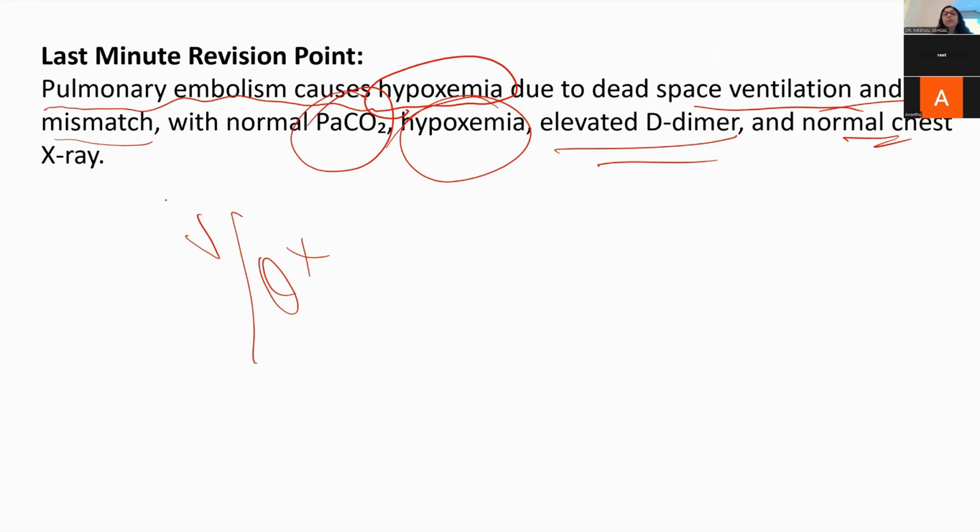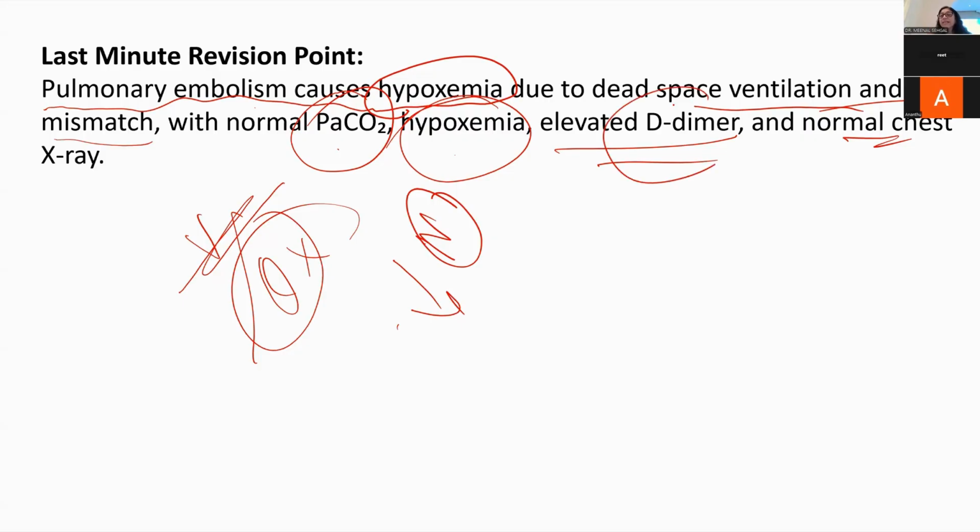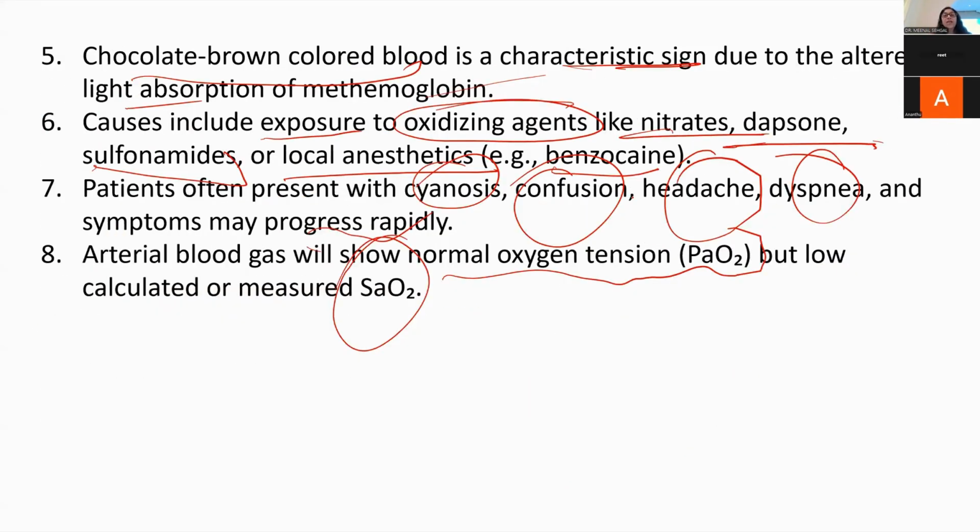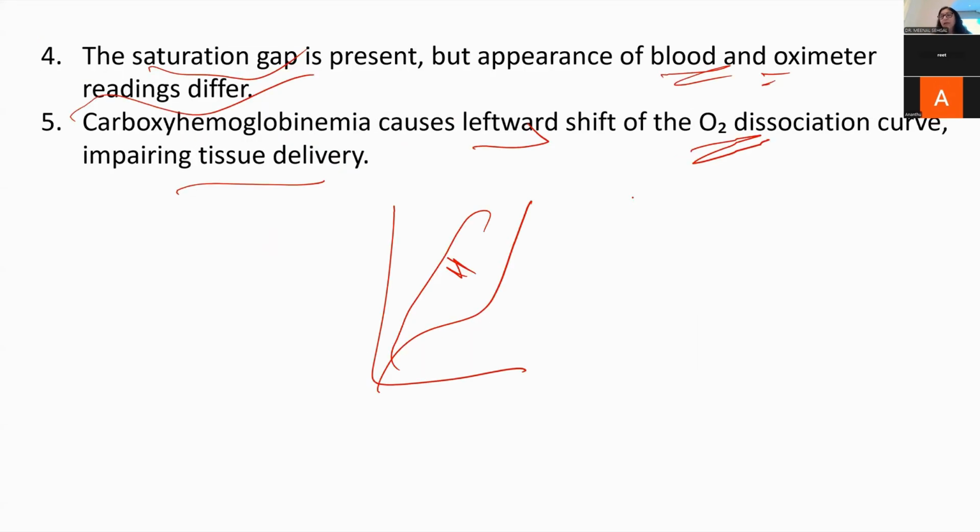This is because of pulmonary embolism. Again, pulmonary embolism is causing wasted ventilation. So we have hypoxemia with normal PaCO2 and a rise in D-dimer, which strongly favors pulmonary embolism. And then last was your methemoglobinemia, because of ferrous converted into ferric, and there is a saturation gap happening.